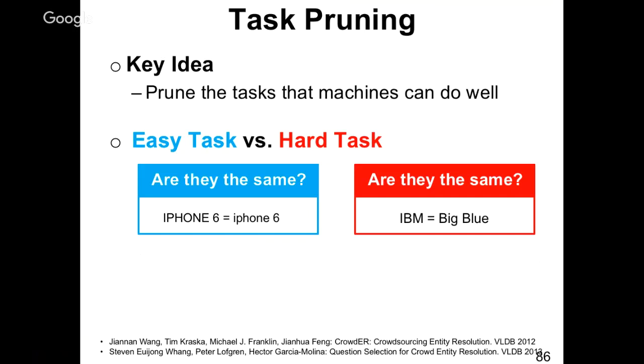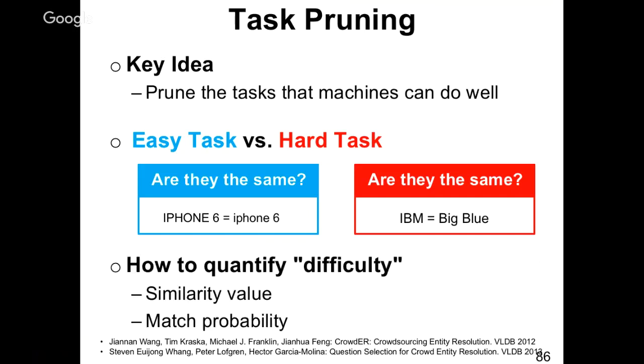So here I give you two examples of an easy task and a hard task. Suppose your goal is to decide whether the two strings are the same or different. Look at the first one. It doesn't make any sense to ask the crowd to do it. It's a waste of money, right? So machines can do it very well. But for the second one, it's more difficult. Maybe it's worth asking the crowd to do that. Okay, so now the challenge is how we can quantify the difficulty.